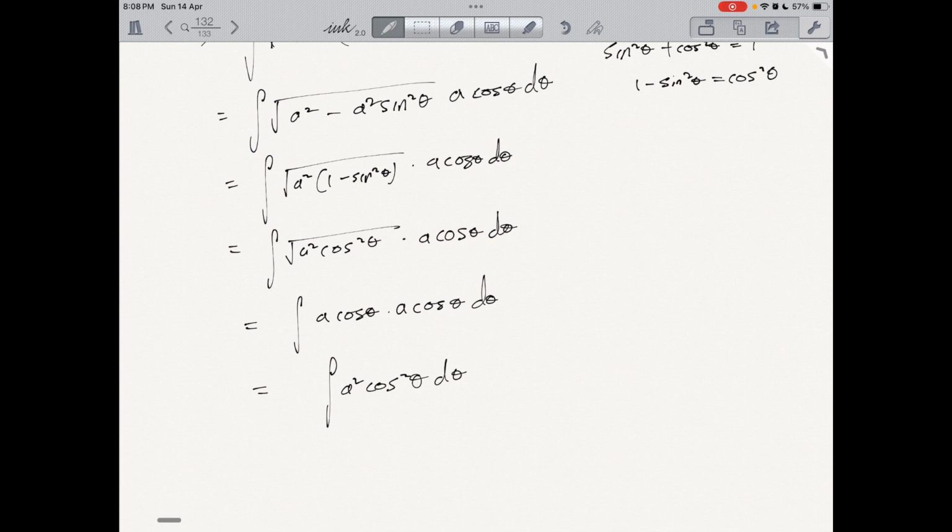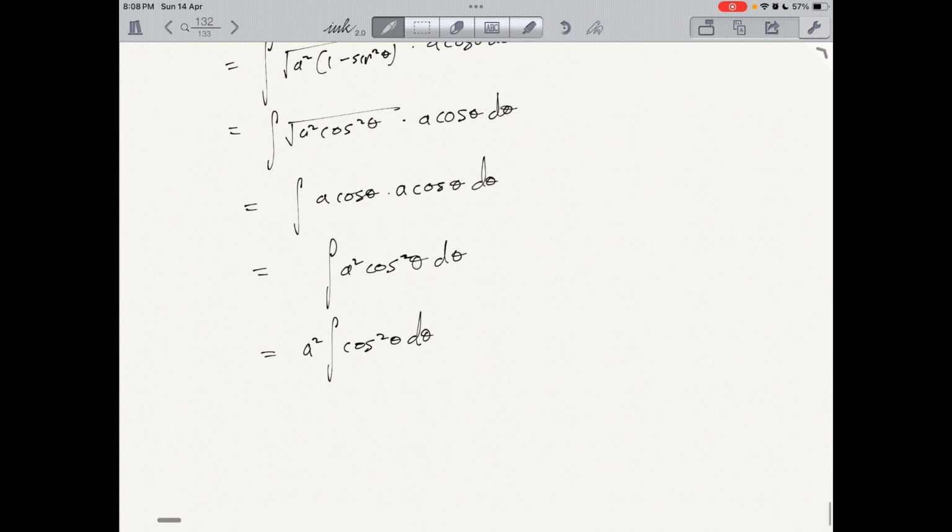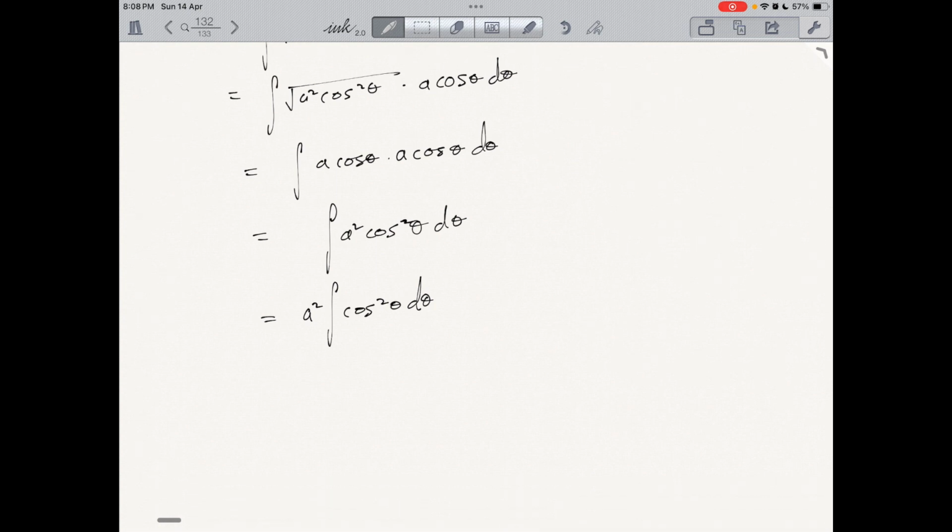Therefore we are integrating a squared cos squared theta with respect to theta. A squared is a constant. It can be moved in front of the integration sign, and we'll be left to integrate cos squared theta with respect to theta. Now, do we remember when we are integrating powers of sine and cosine?